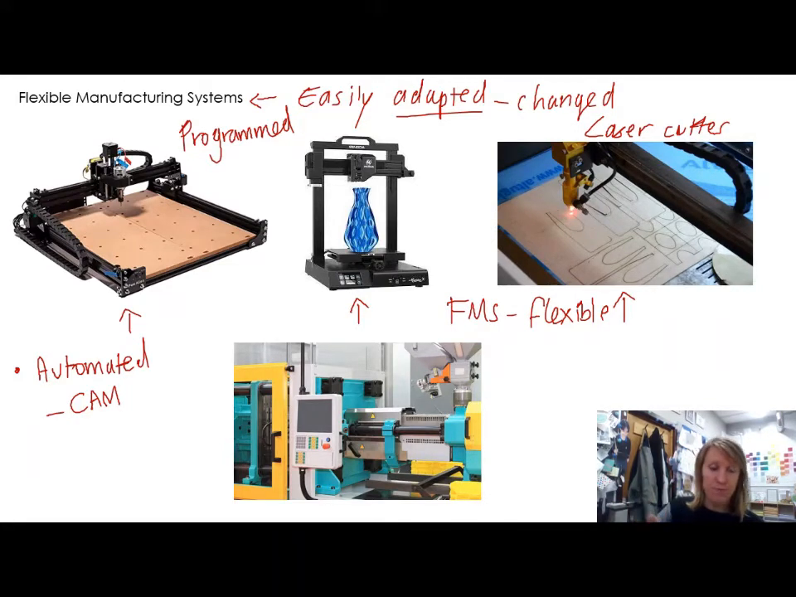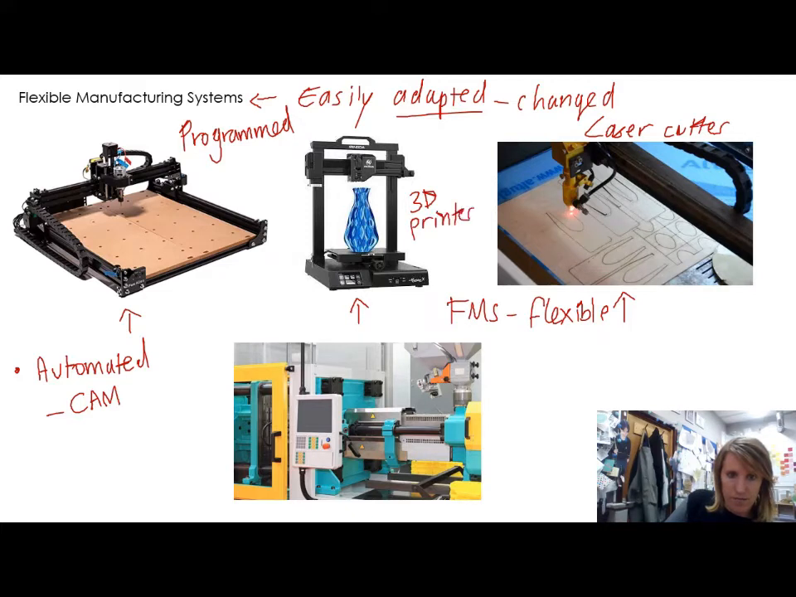It is flexible. Same with a 3D printer. If you want to change what you are making on a 3D printer, you just change the file. It's really easy to do. So you can easily change the file, change what it's printing. You can even change the filament to a different color if you wanted to print something different. So this is a 3D printer.